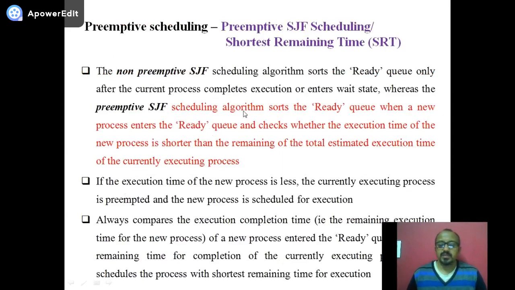Shortest job first means the scheduling algorithm sorts the ready queue, which I just showed you, based on the process that entered the ready queue, and checks whether the execution time of the new process is shorter than the remaining estimated time of the currently executing process, and then it will arrange accordingly. If the execution time of the new process is less, the currently executing process is preempted and the new process is scheduled for execution.